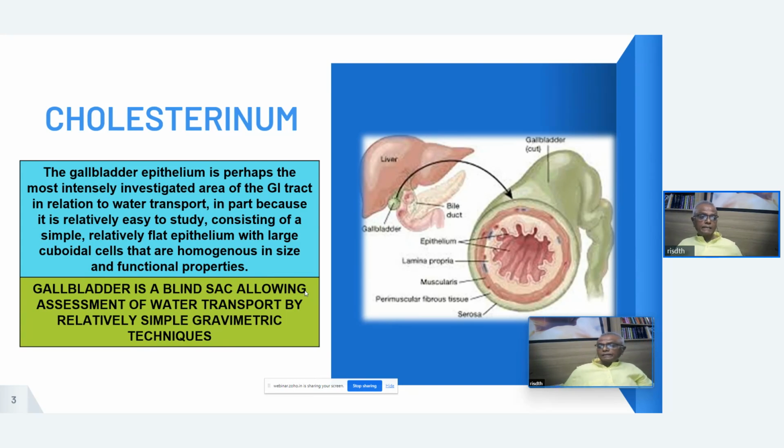The gallbladder is a blind sac, as we all know, and it allows assessment of water transport by a relatively simple gravimetric technique. What is the gravimetric technique? It is about descending from the upper part to the lower part. This is called gravity. You have heard about the force of gravity. The earth has gravity, and whatever things there are have to fall on the ground, that means fall to the inner part. So this is gravity, and this is the purpose of having the lining.